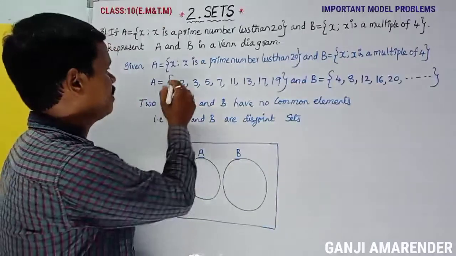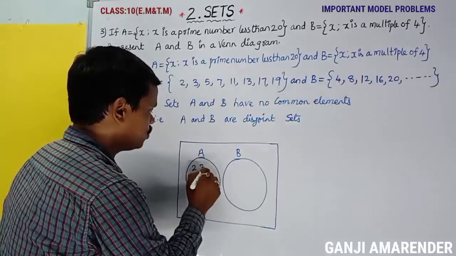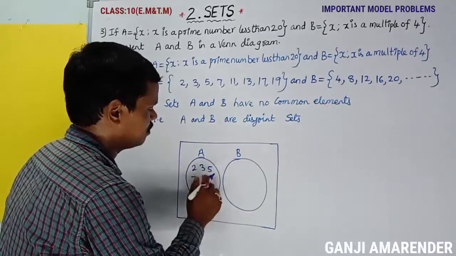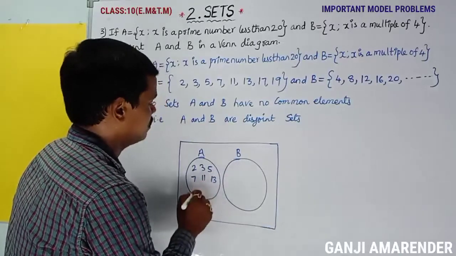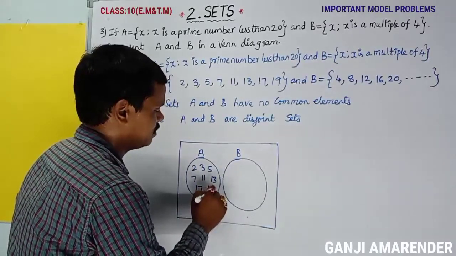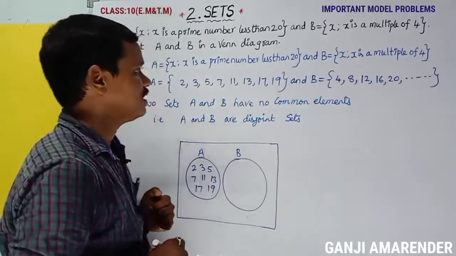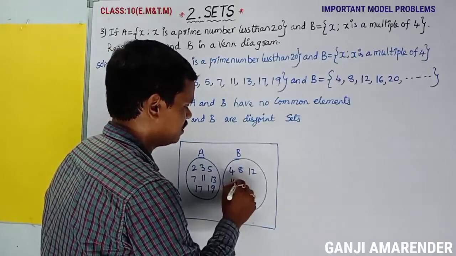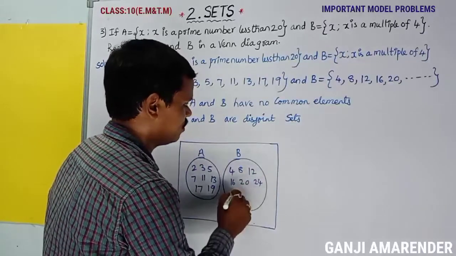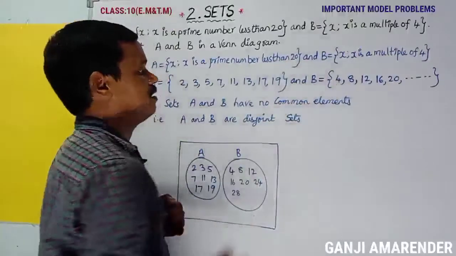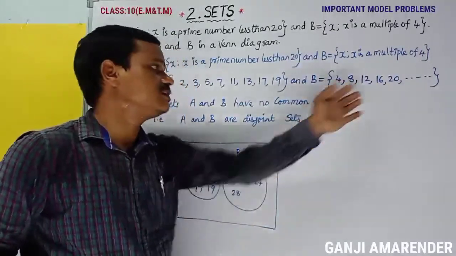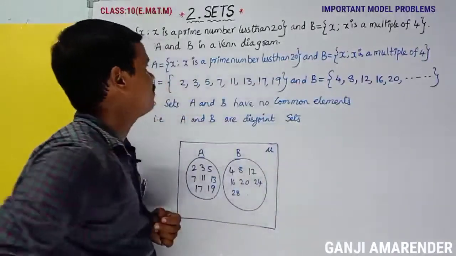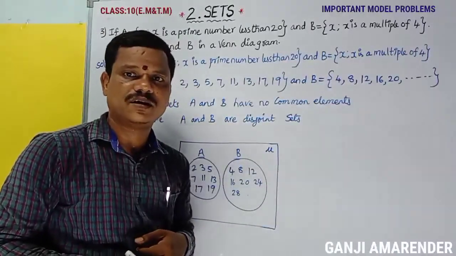Okay, write the elements of A here: 2, 3, 5, 7, 11, 13, 17, 19. These are all elements of the set A. Now 4, 8, 12, 16, 20, 24, 28. These are all the multiples of 4. So this is an infinite set. This is a finite set. Okay, this is the representation of the sets A and B in Venn diagram.